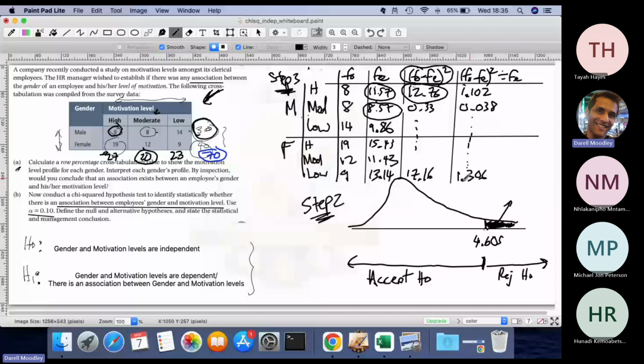All right, and then now that you have all the values you need, the final thing you need to do is just sum these numbers up in the last column. You sum up all these numbers.